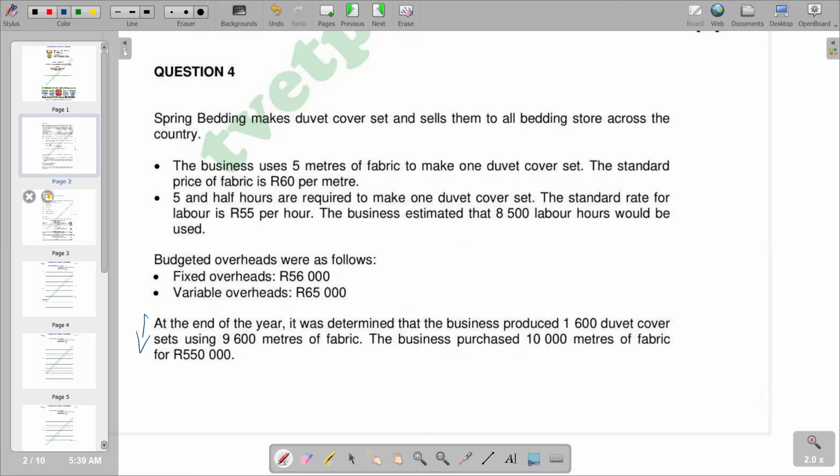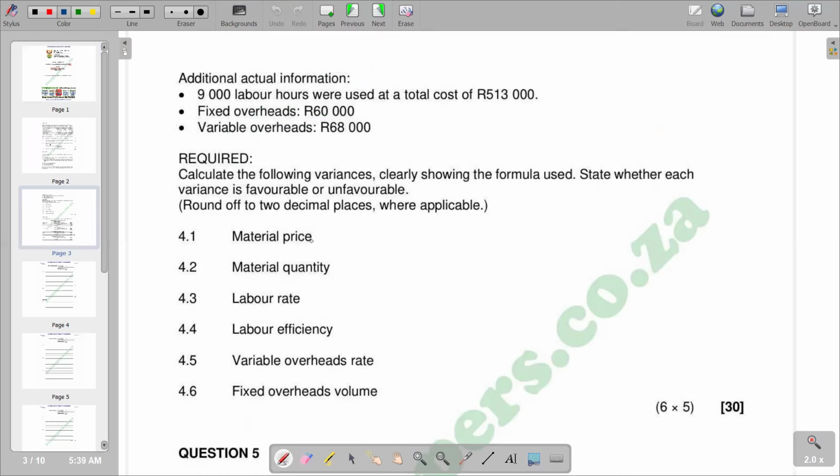So in our questions, the first part needs us to calculate material price variance. And we see that we should also round off our answers to 2 decimal places. Very important. And we also take note that the question says calculate the following variances, clearly showing the formula used. State whether each variance is favorable or unfavorable. Also, a very important part that we should state whether the variance is favorable or unfavorable after calculating.